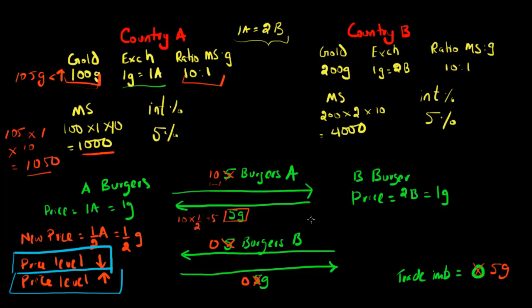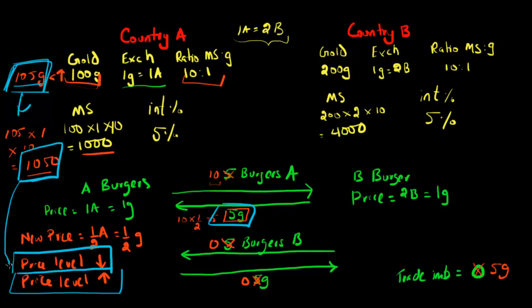Because of the decreased prices, there were increased imports of country A burgers to country B, and this caused gold to flow to country A, which caused the central bank reserves of gold to increase, which eventually caused the money supply to increase, which in turn caused the price level to increase.